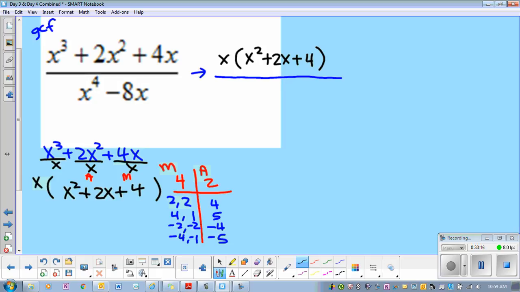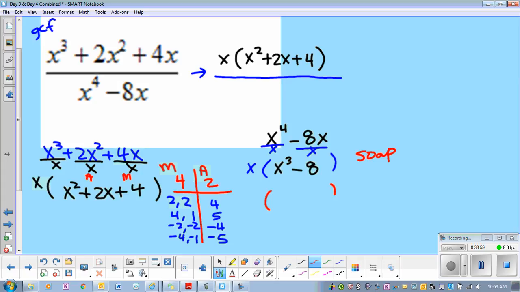So now how about my denominator? I have x to the 4th minus 8x. What do they both have? X. All right, let's do it. Let's take that x out of both of them. X cubed minus 8. How do I factor this? This is not DOSS. It's a SOAP. It's the SOAP way. Good.